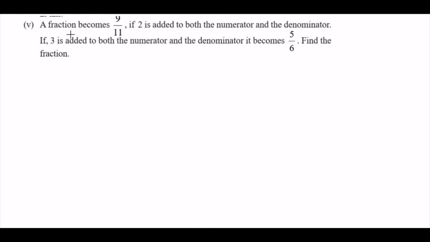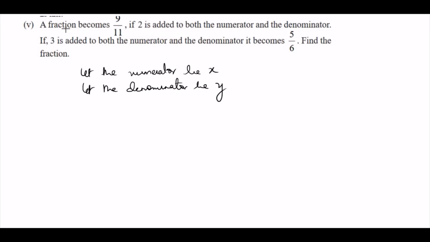The fifth question is, a fraction becomes 9 by 11 if 2 is added to both the numerator and the denominator. If 3 is added to both the numerator and the denominator, it becomes 5 by 6. Find the fraction. A fraction means there will be a numerator and a denominator. So let the numerator be X and let the denominator be Y.